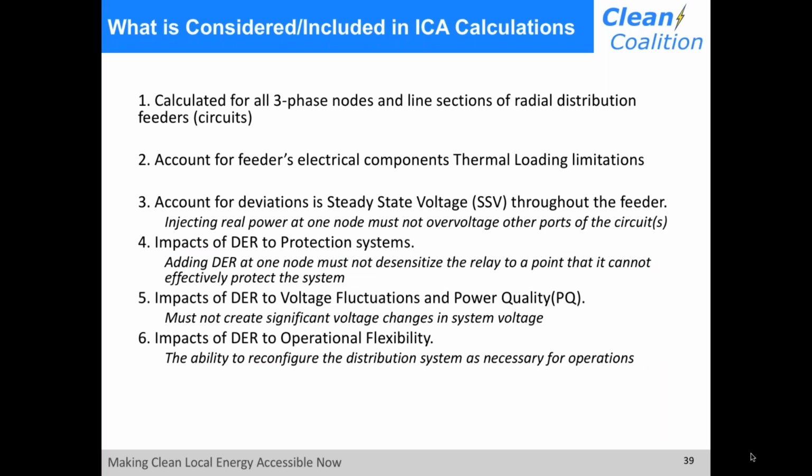Hosting capacity is calculated for all three-phase nodes and line sections of a radial distribution feeder or circuit. It accounts for the thermal loading limitations of the feeder's electrical components. It accounts for deviation in steady-state voltage throughout the feeder, up to the limits of the impact of additional generation as studied. It accounts for the impacts of DER to protection systems, the impacts on voltage fluctuation and power quality, and the impacts of DER to operational flexibility. That is, the ability to reconfigure the distribution grid as necessary for operations. So in this sense, the value received for hosting capacity means that any capacity up to that limit has been studied and approved for the value published.